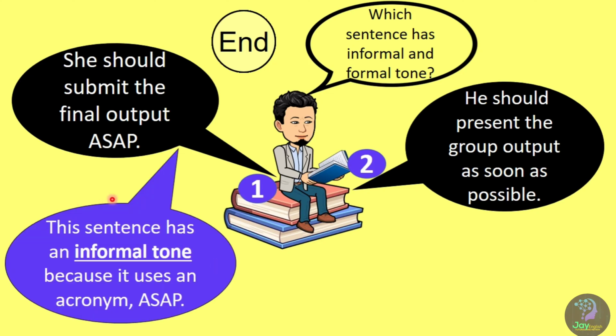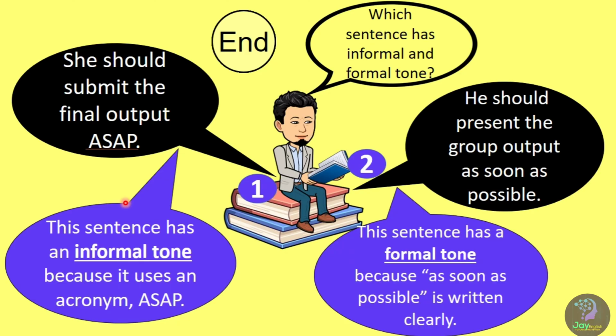This sentence has an informal tone because it uses an acronym, ASAP, while this sentence has a formal tone because as soon as possible is written clearly. Unlike in the previous sentence, we use an acronym like ASAP. And in here, it is spelled or written clearly as soon as possible.